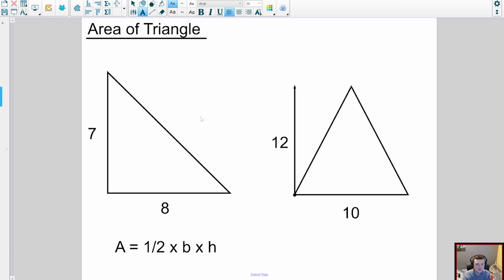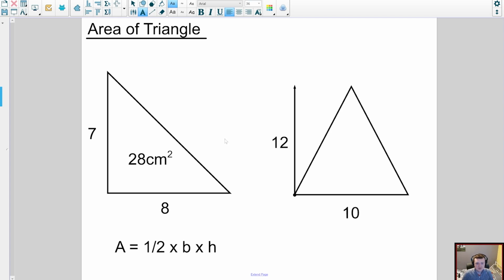So 7 times by 8, we should be able to do without a calculator, is 56. And then half of 56 is going to be 28. So our answer will be 28 centimeters squared. Assume that all of these are centimeters. If I didn't put the units in, just imagine they're centimeters. Or put units squared if you're not sure what the units are. That's okay as well. So that's going to be 28 centimeters squared.